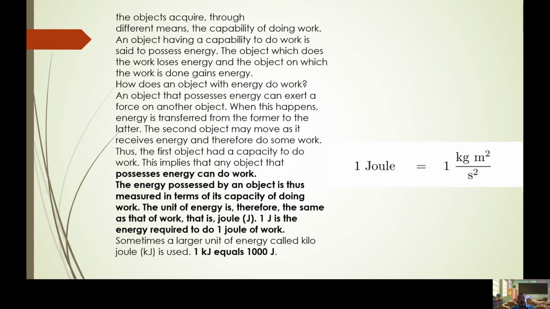The unit of energy is therefore the same as that of work. That is, joule, J. 1 J is the energy required to do 1 joule of work. Sometimes a larger unit of energy is used, 1 kJ equals 1000 joules, or 1 kilojoule. 1 joule is equal to 1 kg meter squared over second squared.